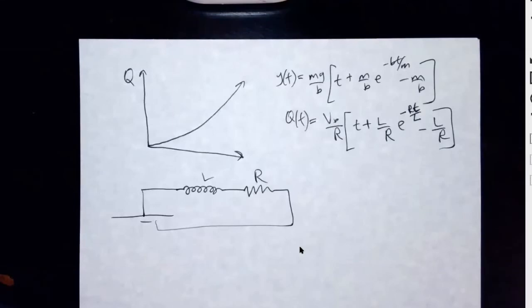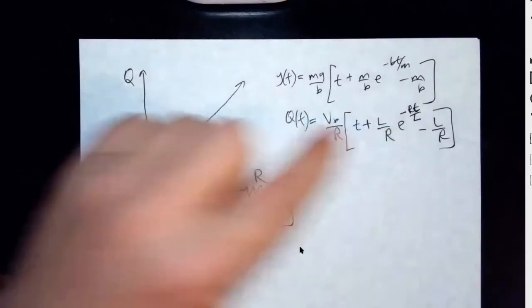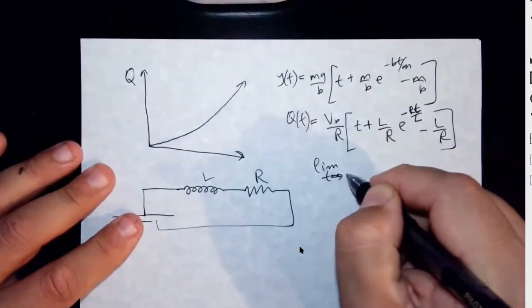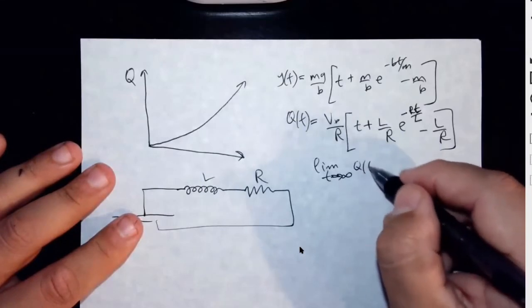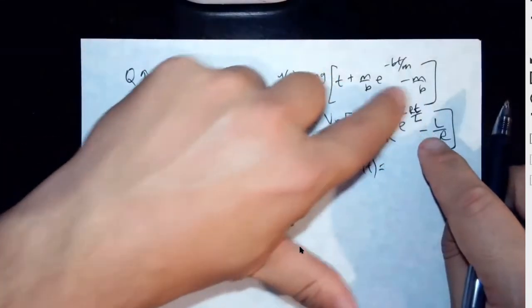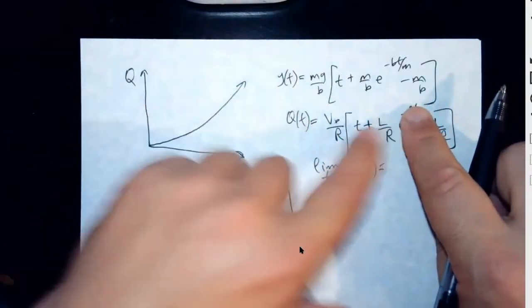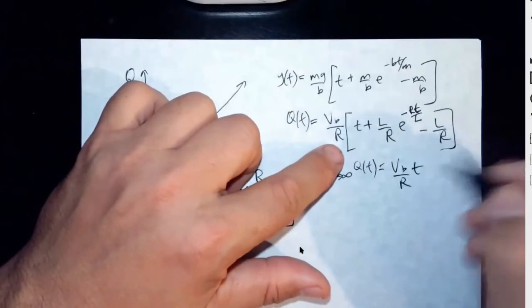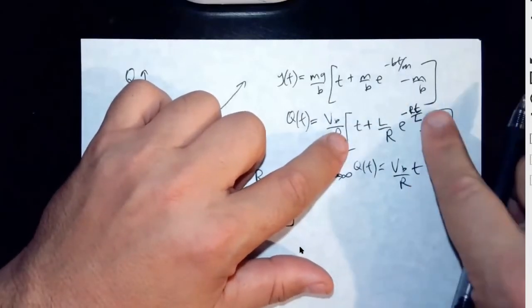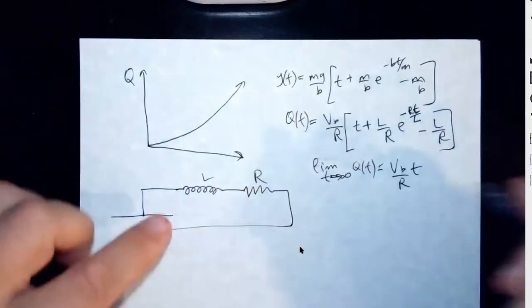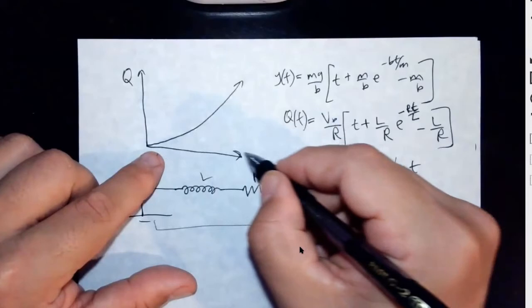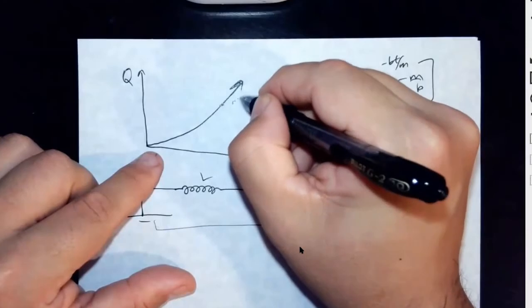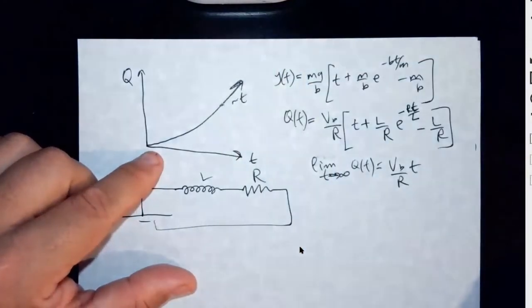Let's see here. What's going to happen as t goes to very large values? The limit as t goes to infinity of q of t: this portion of the function is going to disappear, and you're just going to have V_B over R times t for very large values of t. And this is going to be negligible, so you're just going to have t. In other words, as you go to larger and larger values of t, this function becomes linear, proportional to t. Why is that?